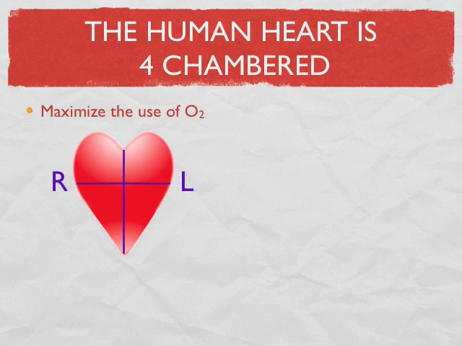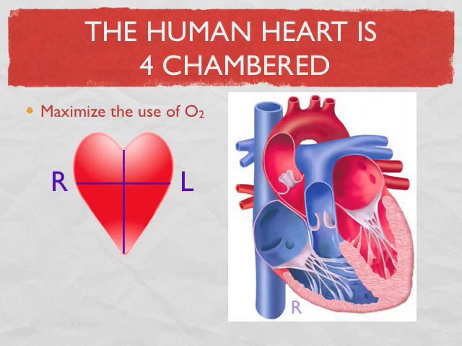Now, the image that we're going to use in our study here is this one from your textbook. Right side of the heart, left side of the heart. This is a cutaway view. This is a frontal view of the heart. You'll want to find this in your textbook. I forget what page it's on. It's in the 500s or 600s there.